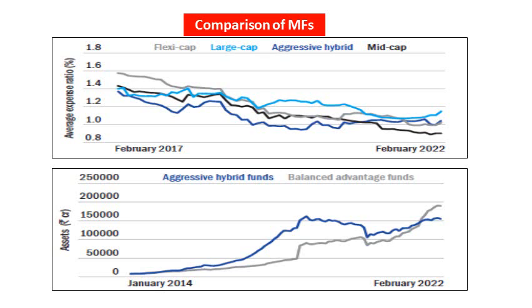Both are fine, but if you compare the two over the long period from January 2014 to February 2022, balanced advantage funds have given good return compared to aggressive hybrid funds.